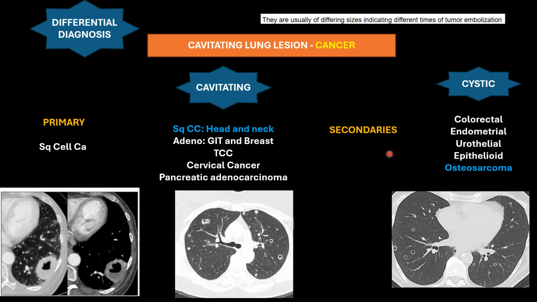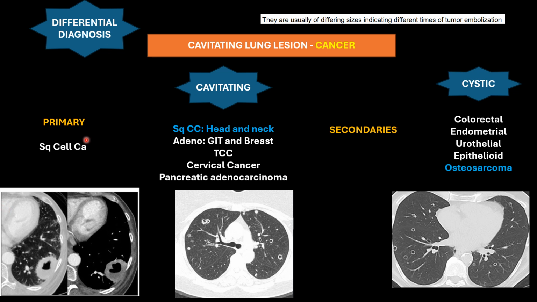Coming to the third important cause, we saw infection, we saw autoimmune, now we are moving on to cancer. The hallmark of cancer is that the nodules will be of different sizes, predominantly involving the lower lobes, because more blood supply goes there. They are usually of different sizes, indicating that they are embolized at different times, indicating different times of tumor embolization. So the growth will be different in the different nodules.